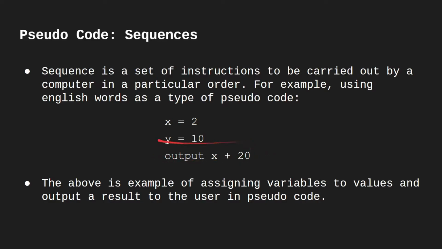Now, in this output statement, let's imagine that we have some terminal, and it's going to output our result of x plus 20. In the above example, we've kind of glossed over something that we will be discussing. This is considered a variable. The letter x is containing the value 2, and the letter y is containing the value 10. We can think of these as named units that contain a value.